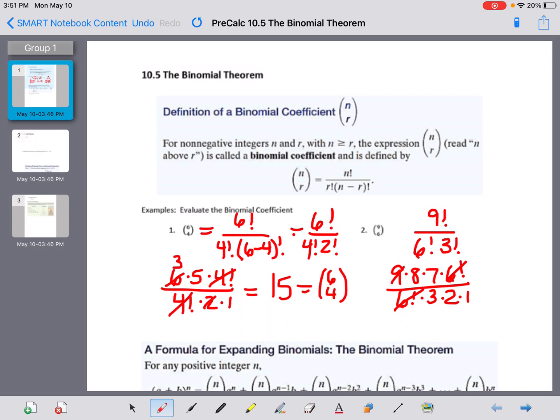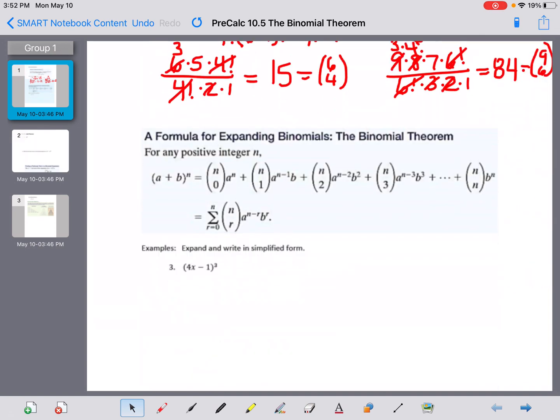I can reduce 9 and 3 by making this 9 into a 3, divide 8 by 2 and make that a 4. And I get 3 times 4 times 7, so that's 12 times 7 is 84. And 84 is equal to my 9 above 6. Okay? So that's just kind of the math involved, and now I'll show you why we're doing that.